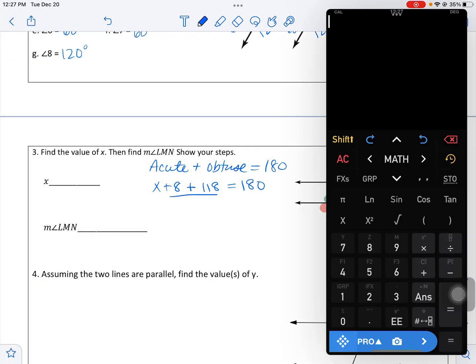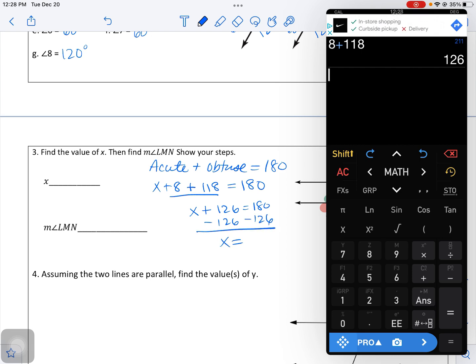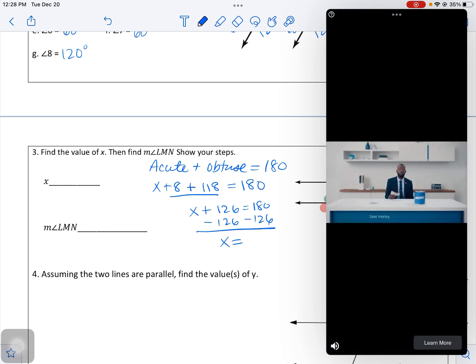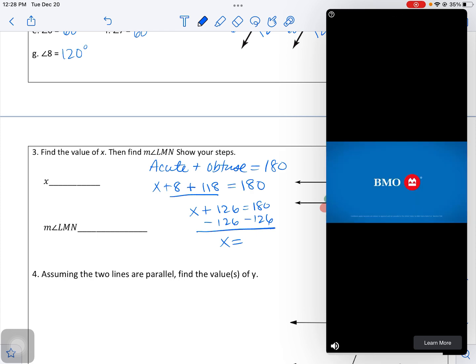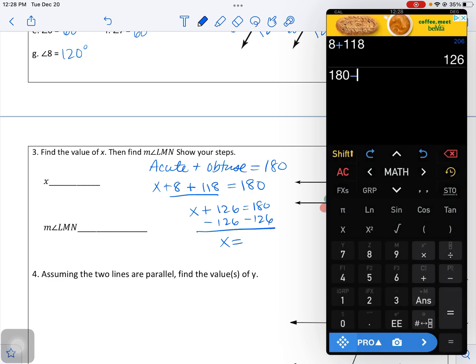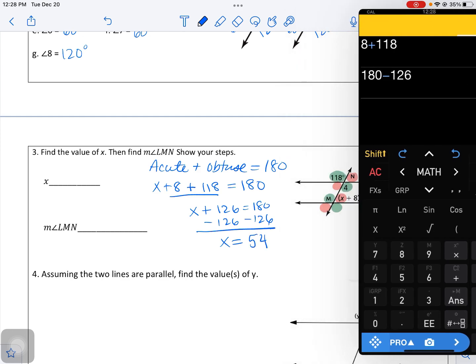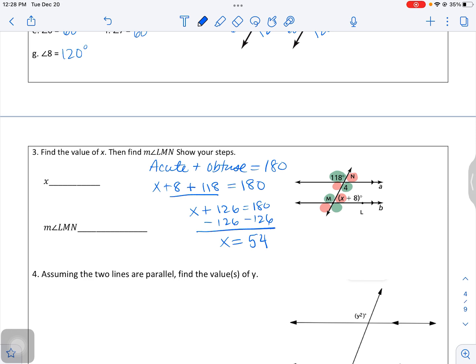So we're going to add our like terms. So you get x plus 8 plus 118 equals 126. Subtract the 126. X equals 180 minus 126, which equals 54. So x is 54. That doesn't mean my angle is 54. X is 54.